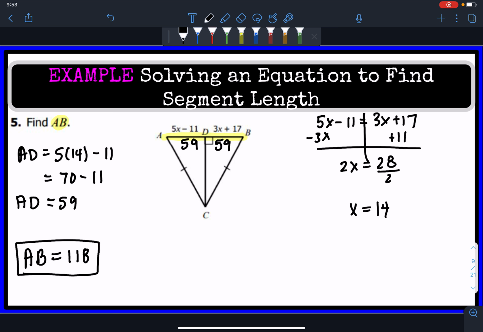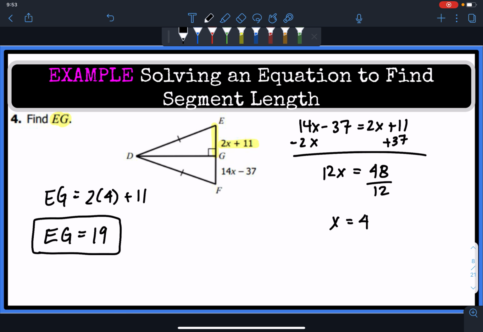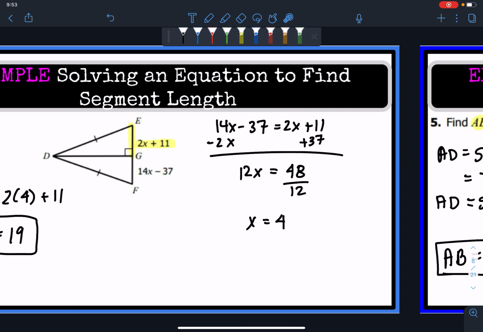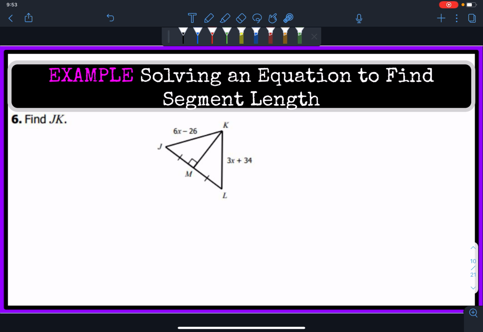So this one is pretty much the same thing as what we did on the previous one, but since we wanted to figure out the entire length of the base on the triangle from one endpoint to the other endpoint on the base of this triangle, that simply required us to add the two segments. And here we are looking for the measurement from J to K.